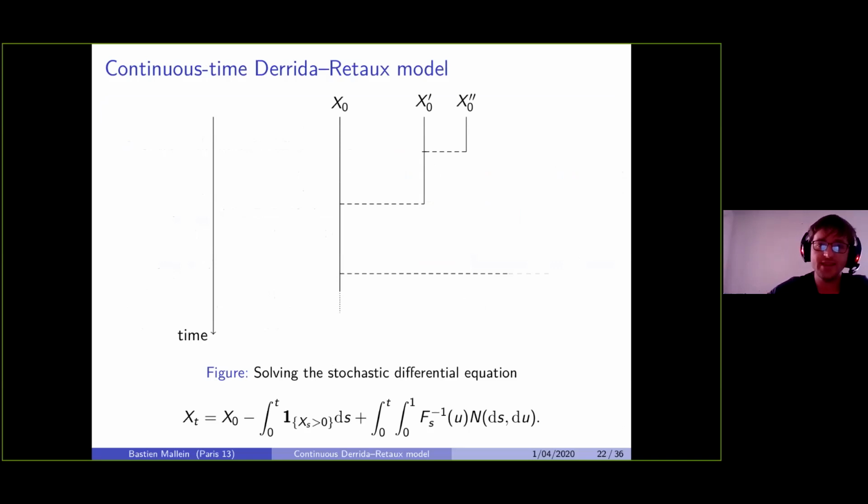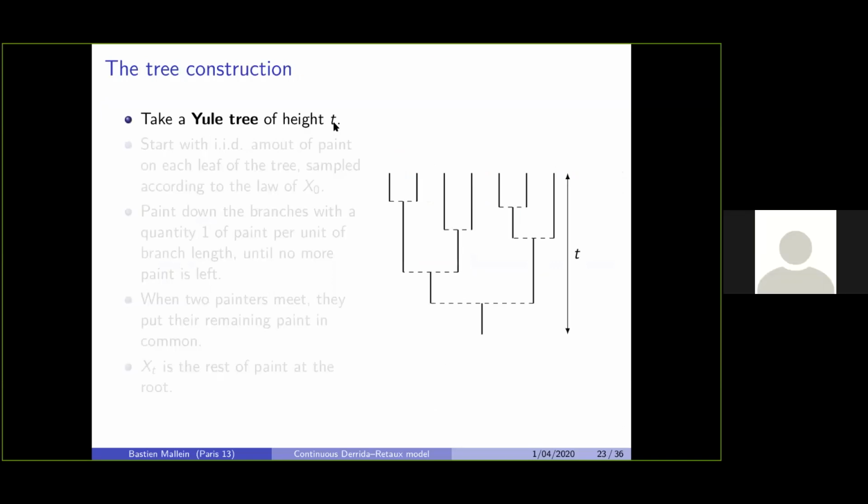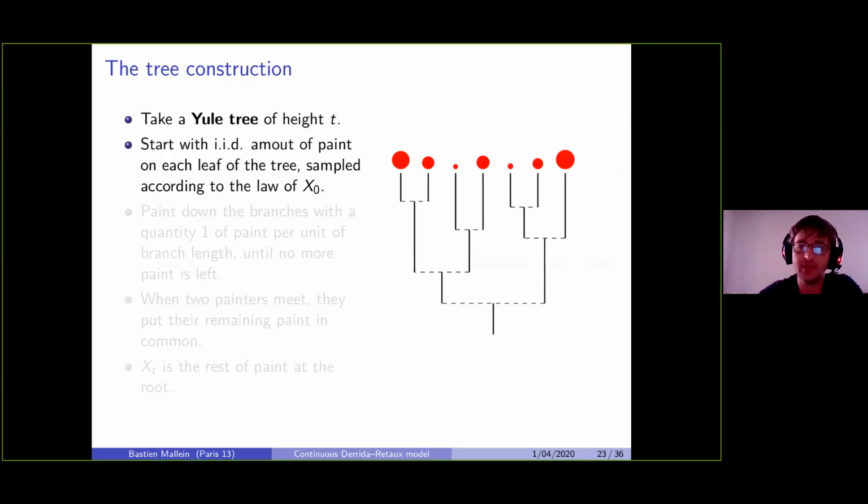Here, what I did is that I constructed my Yule tree starting from the leftmost side, somehow, whereas here I construct my tree from the bottom up, and then I climb down the tree. So it's just a difference: instead of looking at the tree from the leftmost side, I look at the tree from the root, and I make paint go down from all the leaves at the same time.